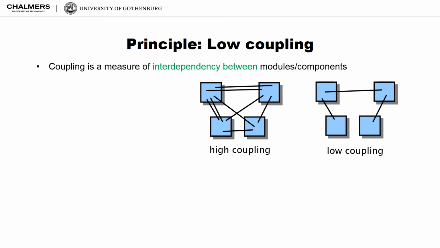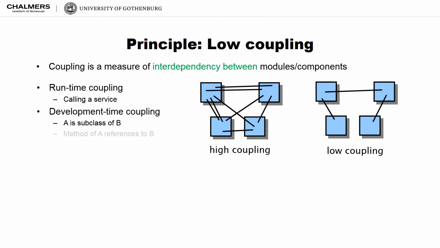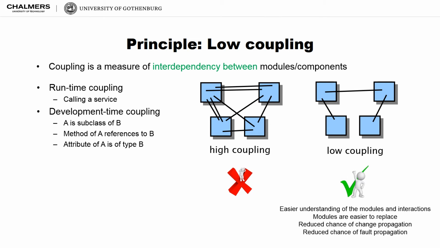Moreover, coupling can occur in different stages of software development. There's runtime coupling. This takes place at runtime, and you can see it through service calls between components. There's also develop time coupling. This represents relations between components during development. This can be seen if components are both needed in order to do a successful compilation of a system.